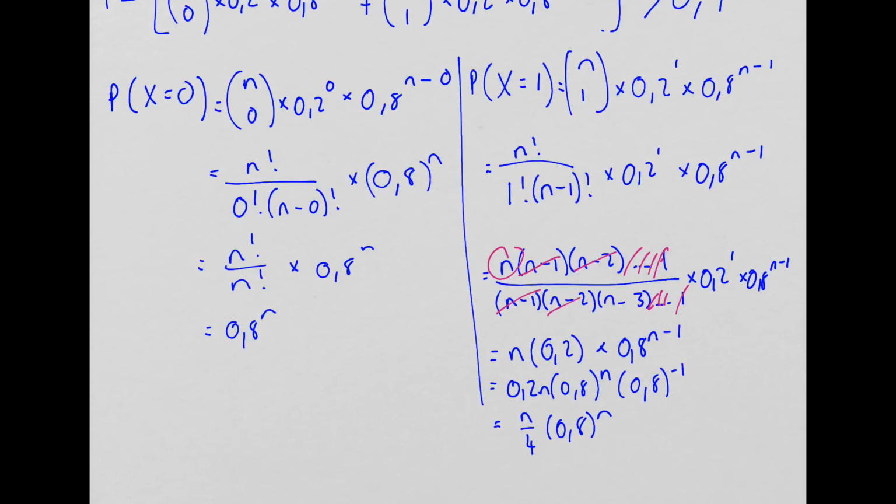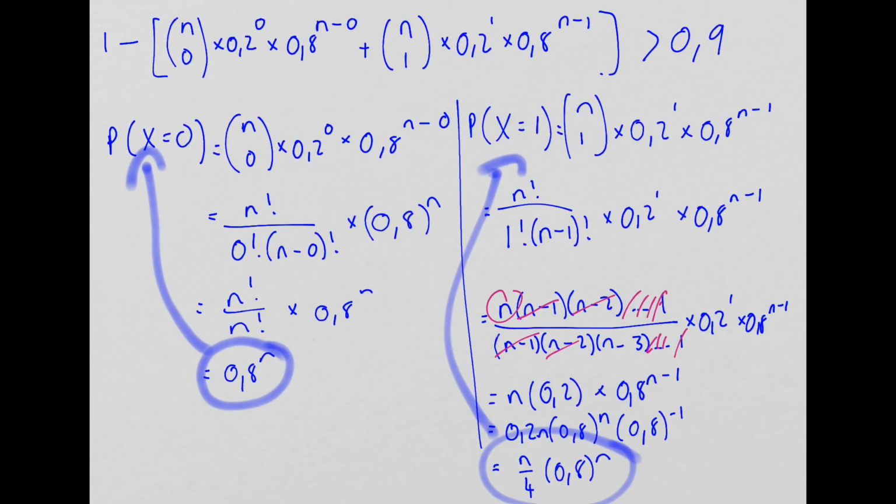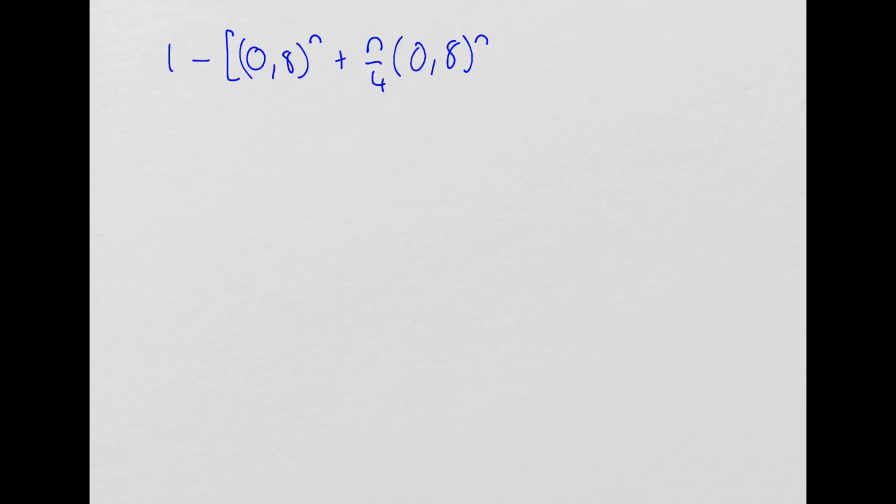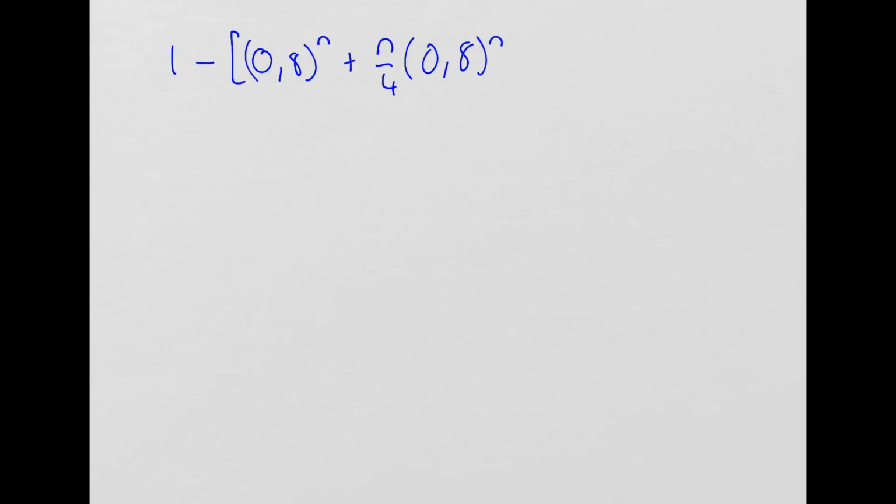On the next slide, I want you to realize we're going to be using that solution and plugging it back into our original formula that we set up, which was this one. So substituting in, we get 1 minus 0,8 to the power of n plus n over 4 times 0,8 to the power of n, and that is greater than 0,9.